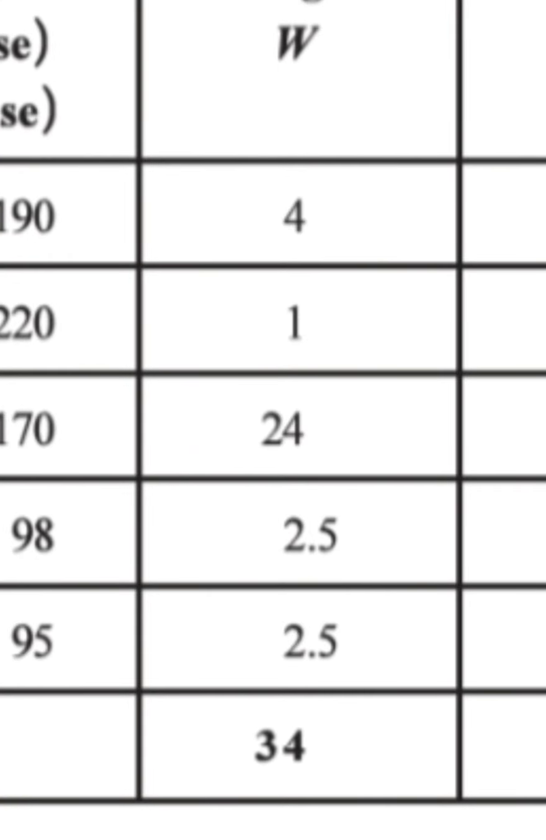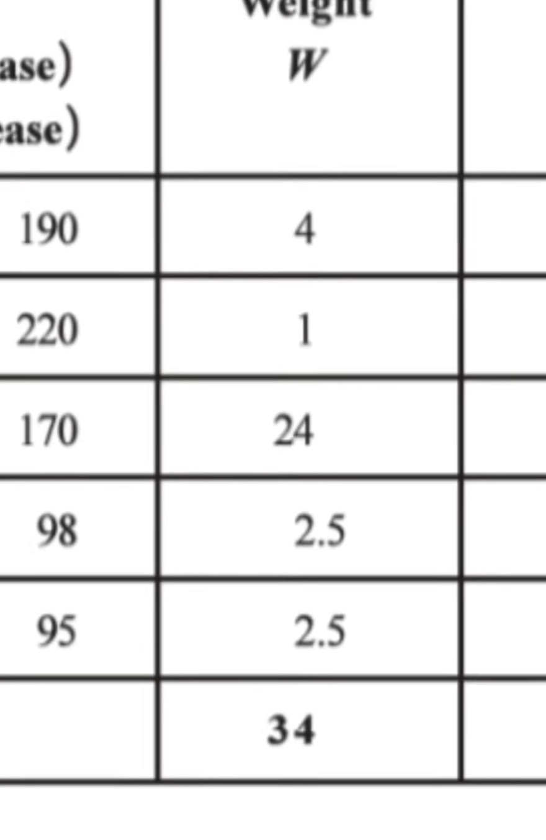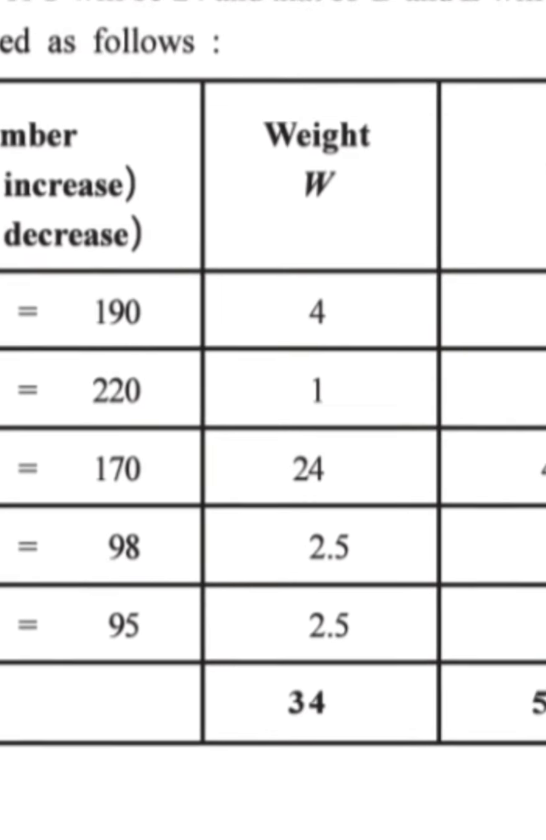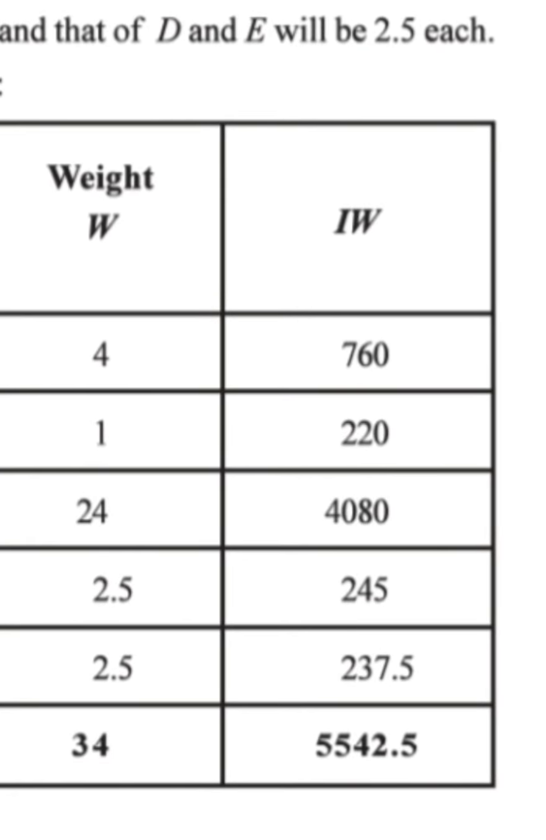As you add these weights over here, the total of the weights, that is sigma W, is coming up to 34. Now again the same formula and the same method. Now we are going to find out IW, the column of IW. How are you going to find out IW? You are going to multiply I and W for each and every item, and you are going to get sigma IW.